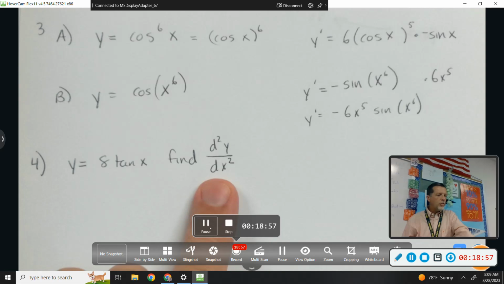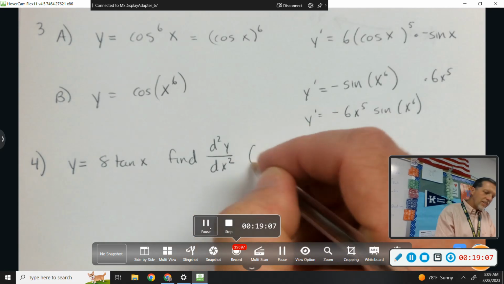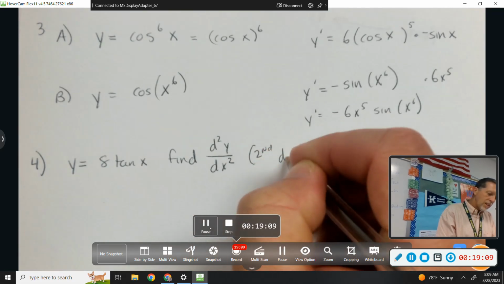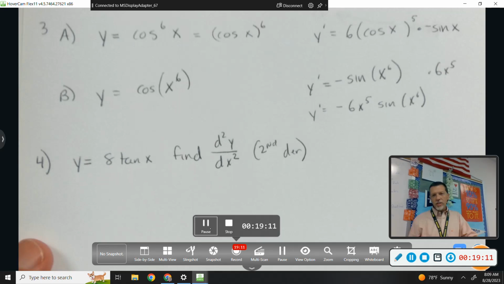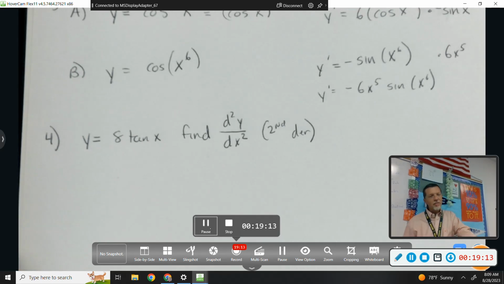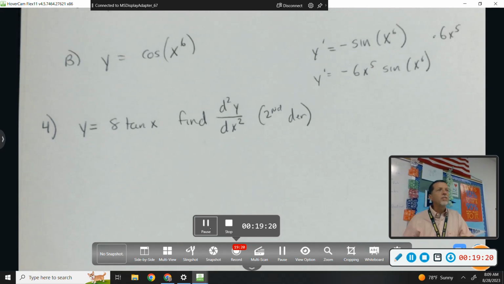d2y over dx2. We showed it once last week. Well, dy dx is the first derivative. This is a second derivative. And there's no magic to jumping to a second derivative. You just have to find the derivative twice. So there's no special formula to go to the third or fourth derivative. You just have to walk your way there.